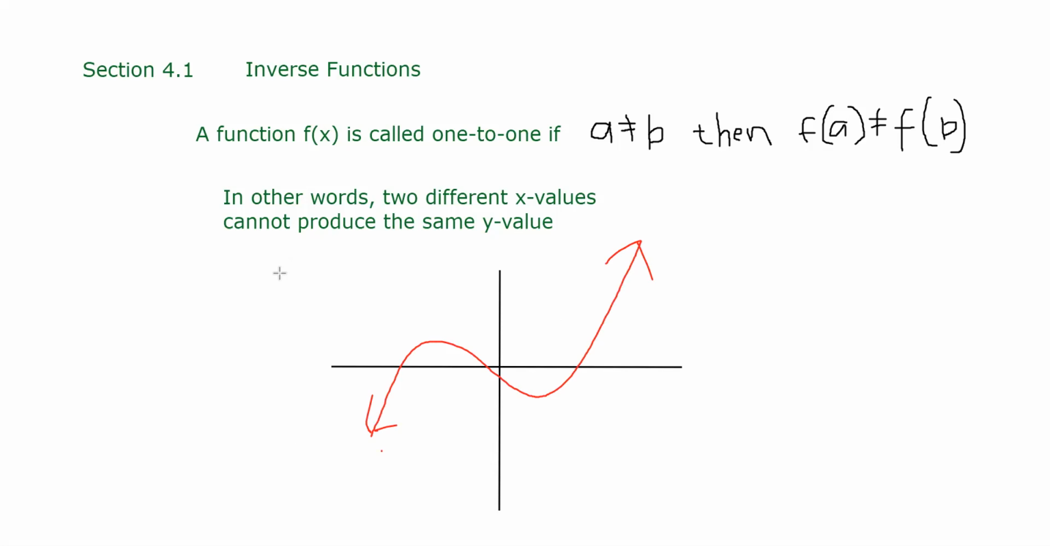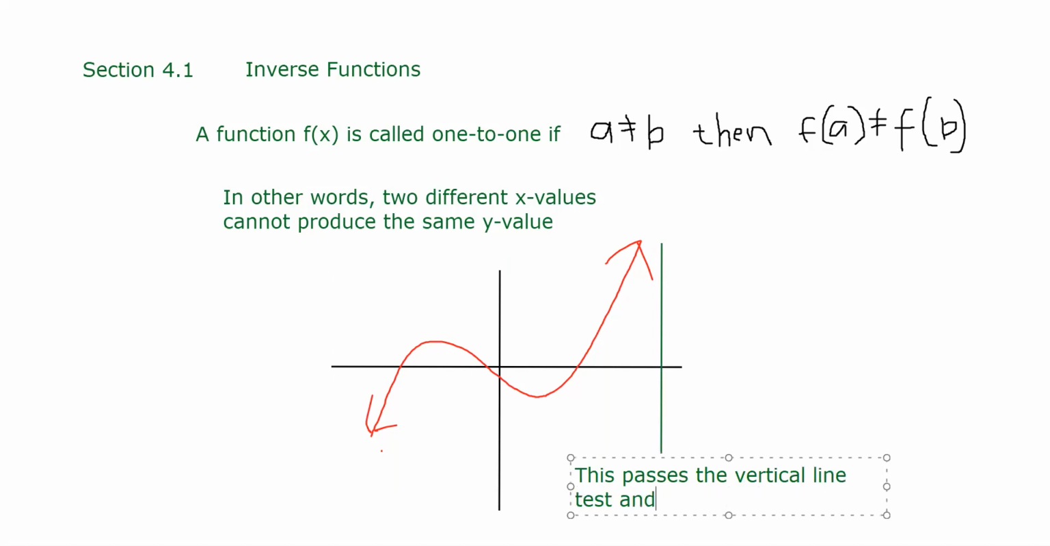And what we did was we said it had to pass the vertical line test. If we could run a vertical line across it, like so, and if that vertical line never touched the function more than once, it passes the vertical line test. Well, we can see that this function here in red does pass the vertical line test. This passes the vertical line test and thus is a function.